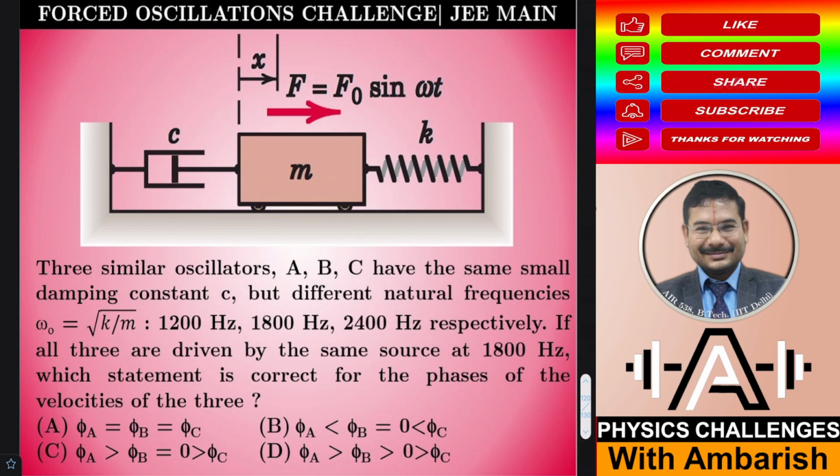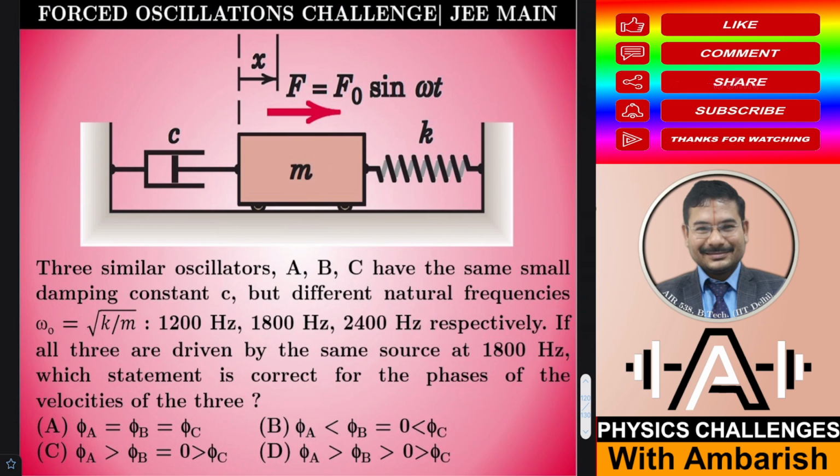So what's the problem? Three similar oscillators A, B and C have the same small damping constant C. See, this is a damper and this is a mass and this is a spring, and damper means it applies a force proportional to velocity. So if it is moving with velocity x dot over here, then it will provide a resisting force C x dot. X dot means derivative of x with respect to time, which is velocity.